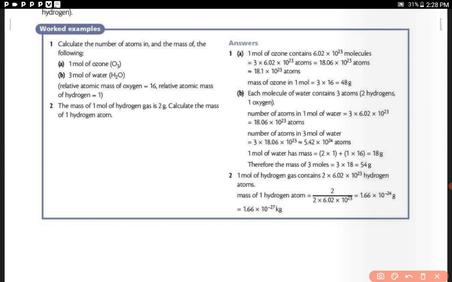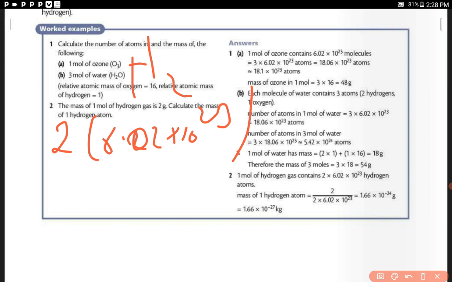Now the next question says, the mass of 1 mole of hydrogen gas is 2 grams. Calculate the mass of 1 hydrogen atom. 1 mole of hydrogen gas contains, because hydrogen gas is H2, 2 times the Avogadro number of atoms. That is the number of atoms 1 mole of hydrogen gas actually contains.